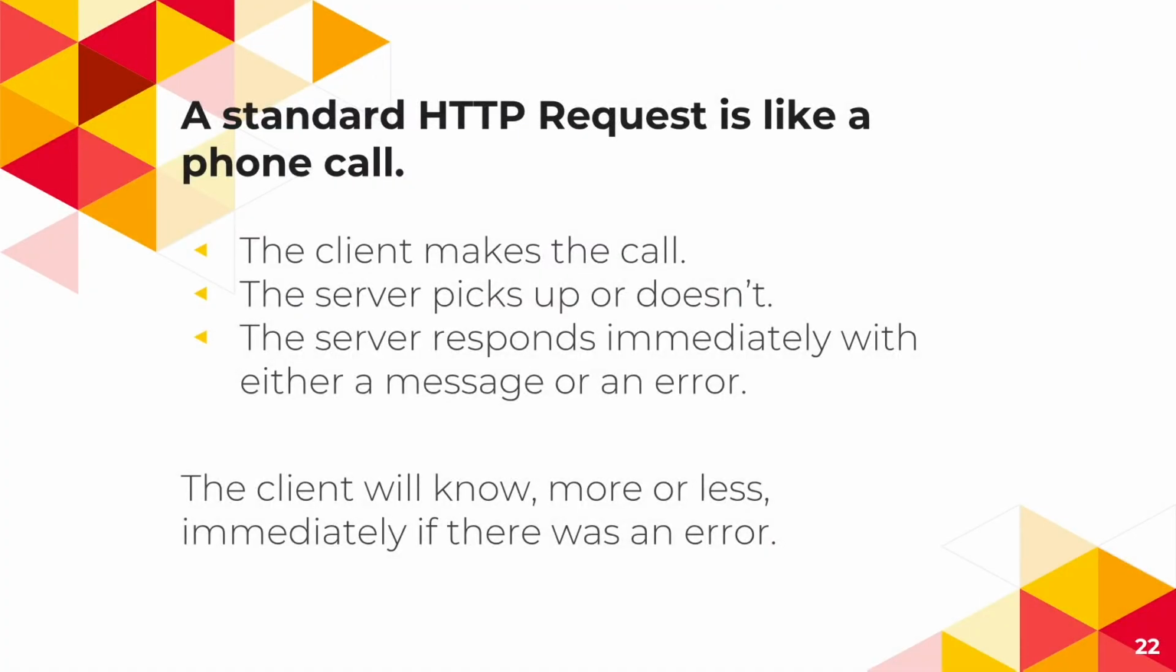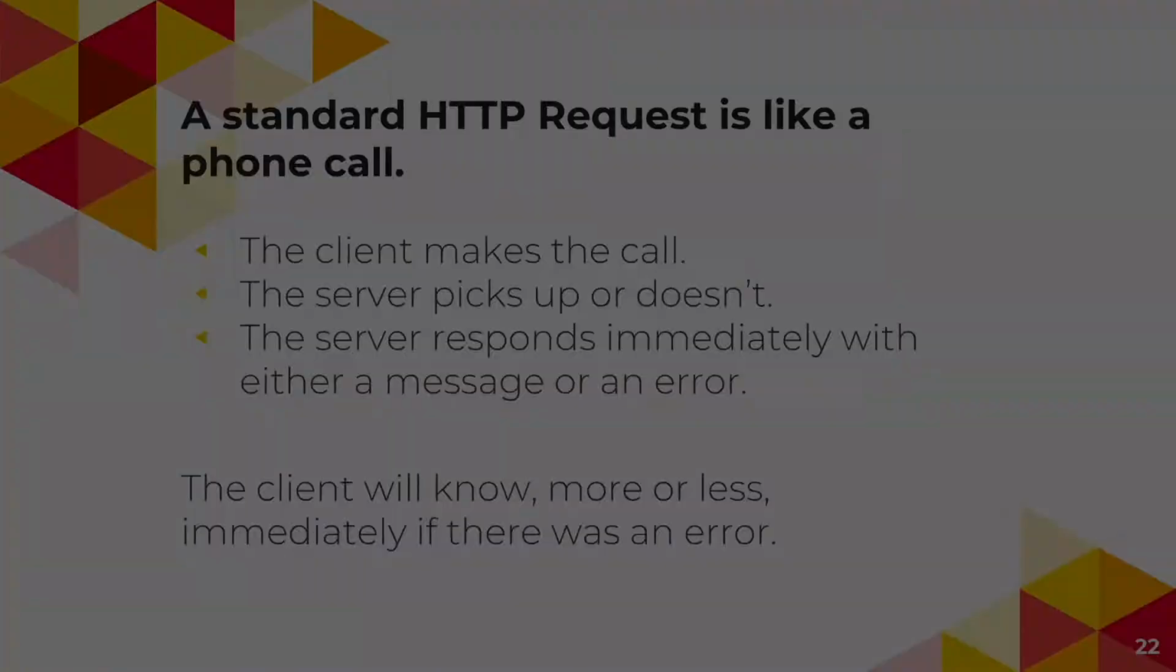So the problem is, where do you put in the error handling? With the standard HTTP request, it's like a phone call. The client's going to call the server, and then the server is going to pick up, or it won't. But if the server picks up, it's going to respond immediately with either the response, a message, or an error. The client knows more or less whether something went wrong immediately.